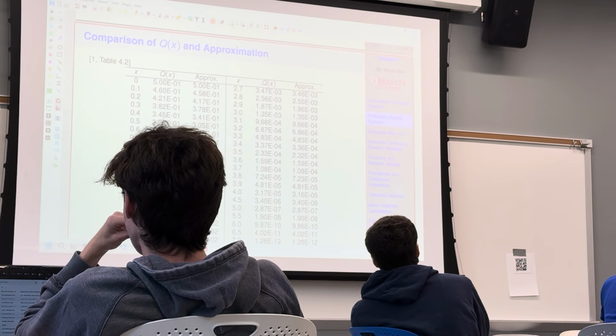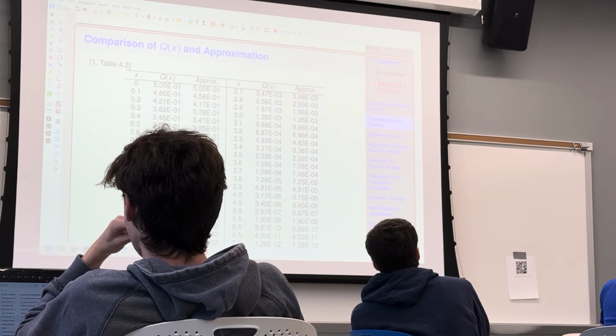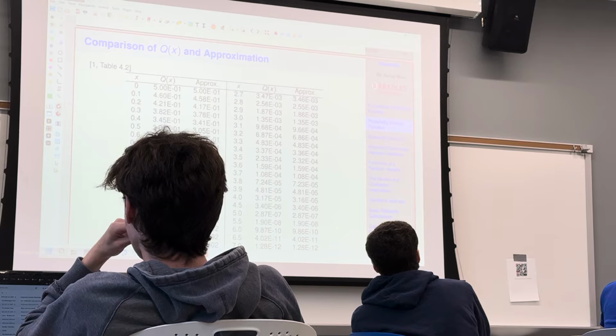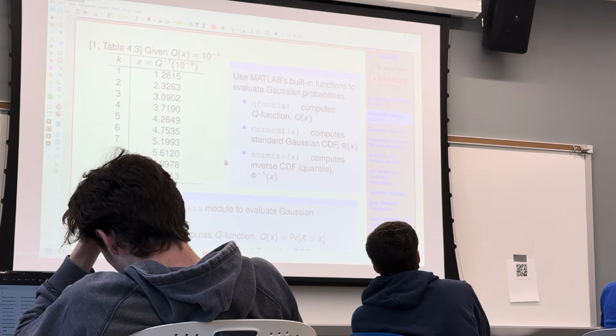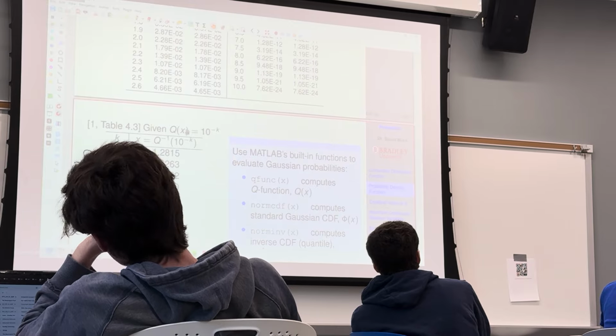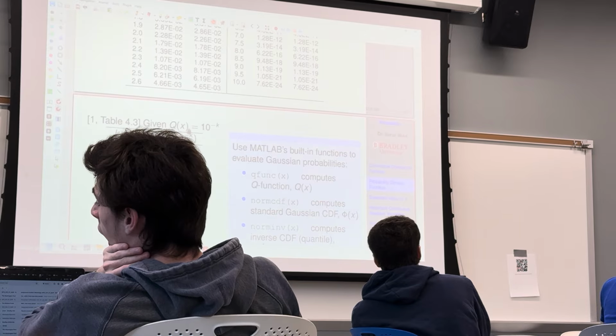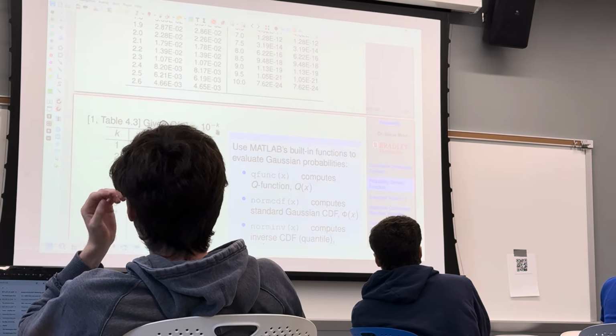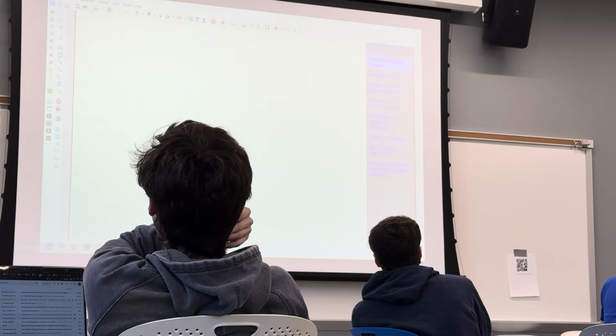Now this Q table, do not forget to bring this Q table. There is another table in case you have Q given in the form of 10 to the negative K. So bring this Q table with you.